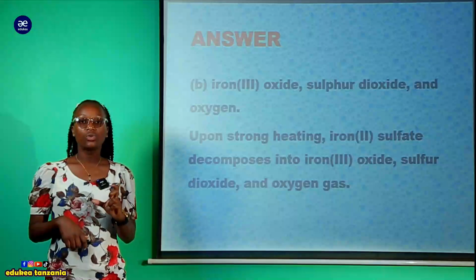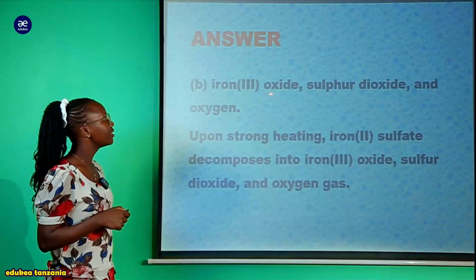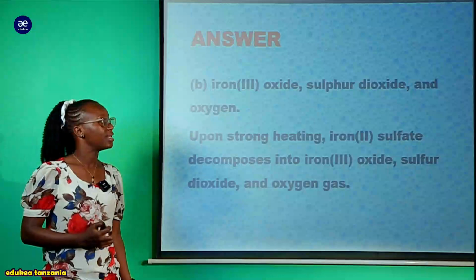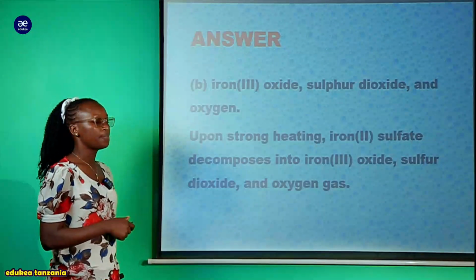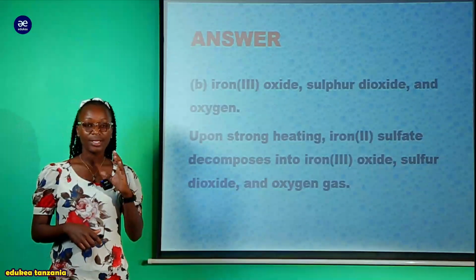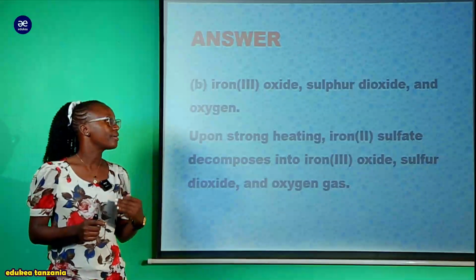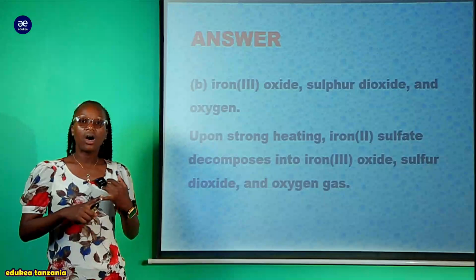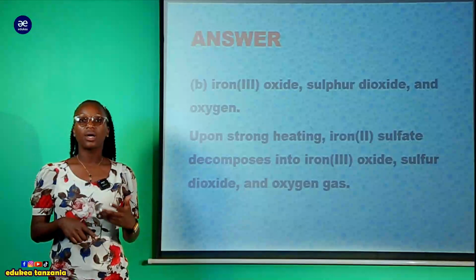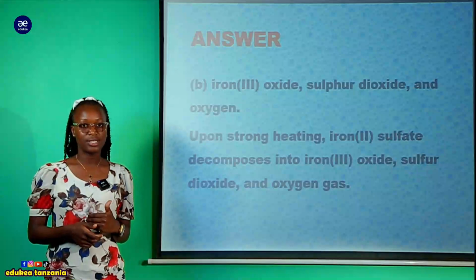Kwamba ile iron 2 sulfate inapo decompose under strong heat, obviously we are going to have the iron 3 oxide. It means that we are going to make the oxide compound. Na maana tunaenda kupata metal oxide, lakini pia tunaenda kupata sulfur dioxide. This is the gas. And finally we are going to release the oxygen gas. Kwamba sulfate compound ambapo itakuwa heated strongly, obviously tunaenda kupata the main 3 products. The first one is the oxide of metal, ambapo hapa tumepata iron 3 oxide, lakini pia tunaenda kurelease the gases. Particularly we are going to have the sulfur dioxide gas as well as the oxygen gas.